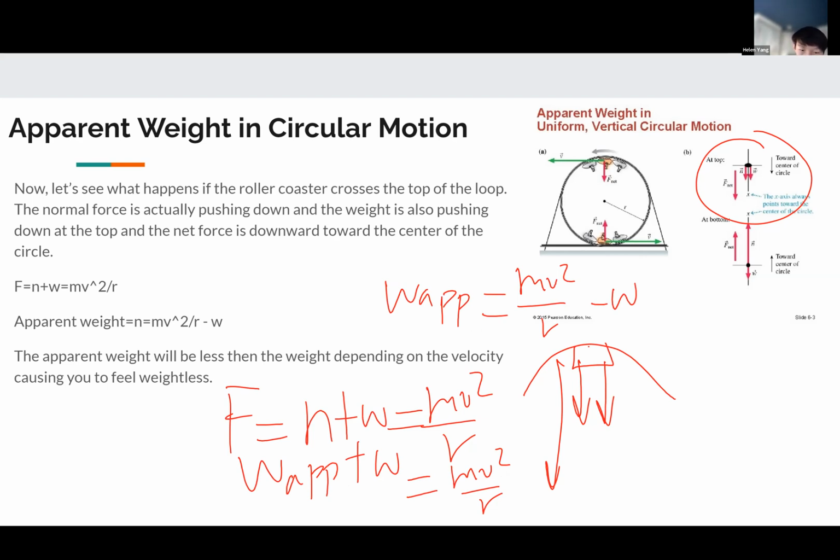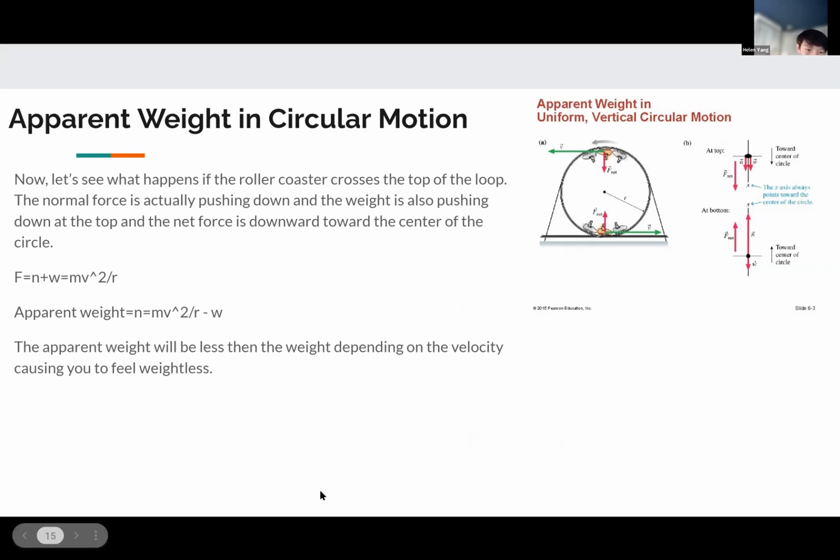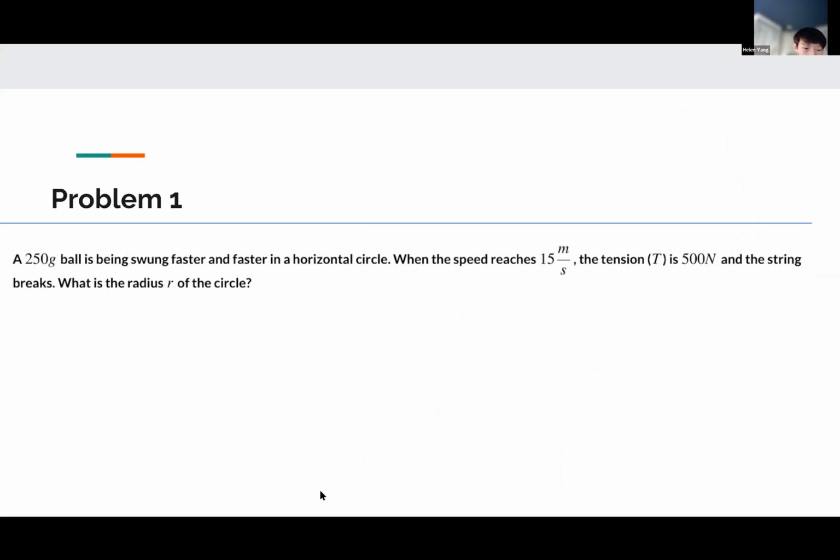So the apparent weight will be less than the weight depending on the velocity. If the velocity is 0, then it'll be equal to the weight. But usually when the velocity is going faster, mv squared over r will be very large, and subtracting the weight will make the apparent weight really small, causing you to feel weightless. So now we're doing some problems. You have 2 minutes to do problem 1.